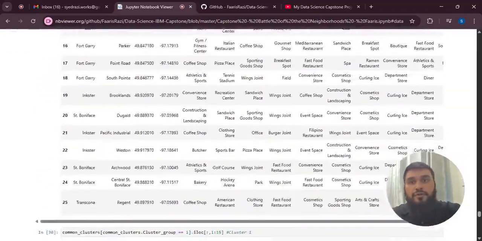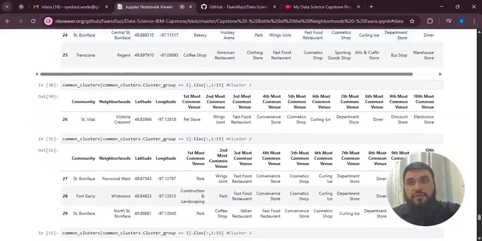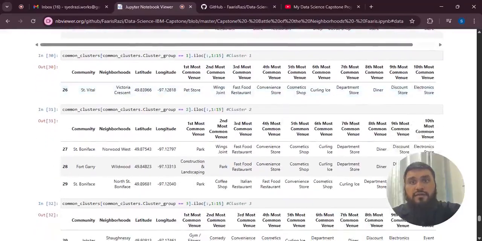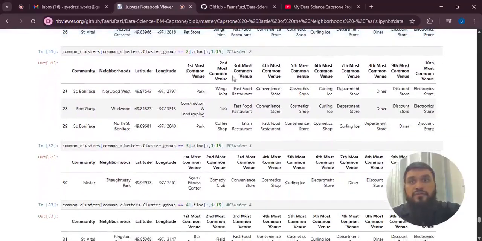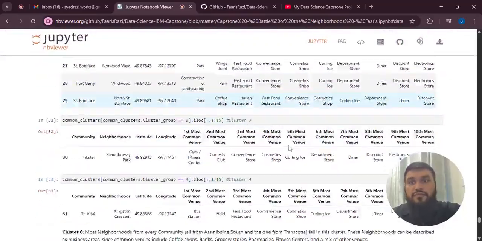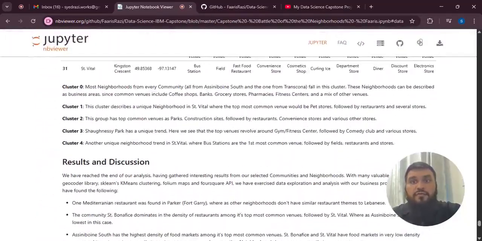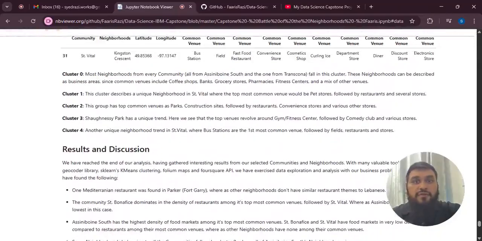Now moving forward, these are the cluster tables. As you can see, cluster 2, mostly pet store, fast food restaurants. And cluster 3, this was, I believe, the purple neighborhoods that show a different various number of venues and so on. So we have a summary of all these clusters here.